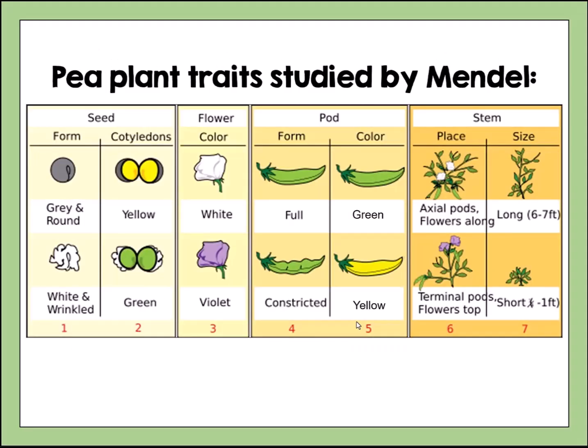So here are some of the traits that he looked at. He looked at seed form and color. He looked at flower color, pea pod color and form, and location of the flowers on the stems, and whether the pea plants were tall or short.